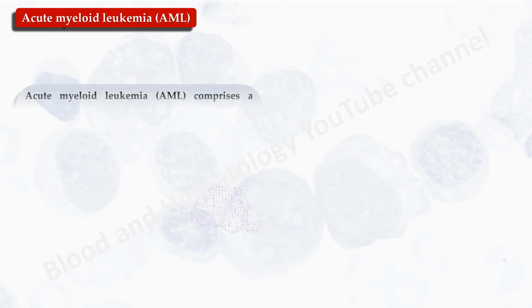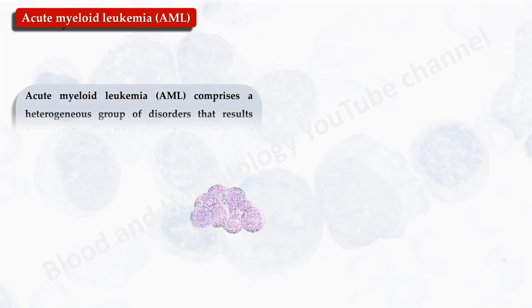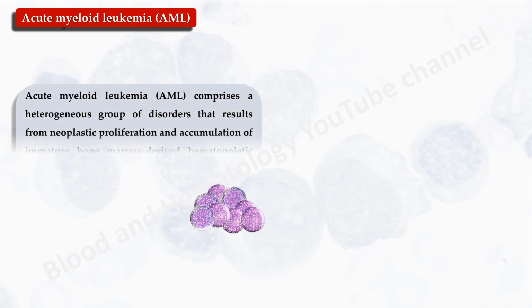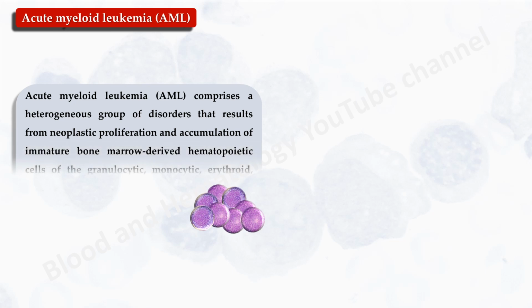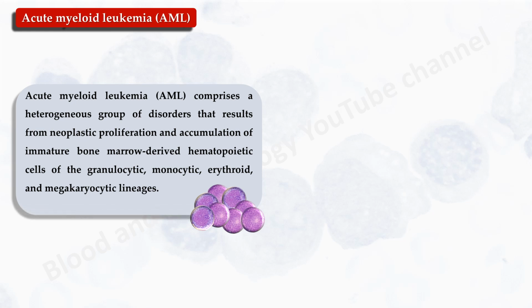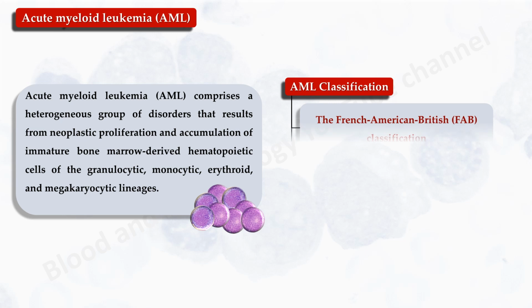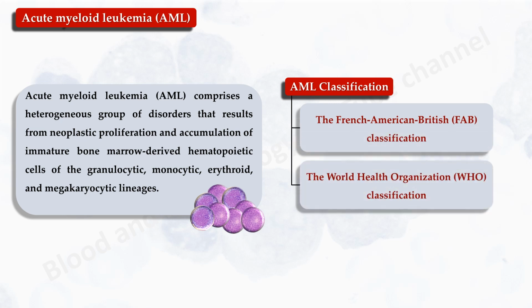Acute myeloid leukemia comprises a heterogeneous group of disorders that results from neoplastic proliferation and accumulation of immature bone marrow-derived hematopoietic cells of the granulocytic, monocytic, erythroid, and megakaryocytic lineages. There are two classification systems for AML. The French-American-British classification and the World Health Organization classification.